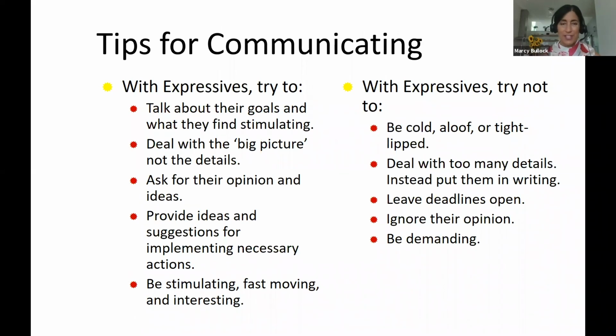And then with expressives, our last one, we want to talk about their goals and what they find stimulating, deal with the big picture, not as much the detail, provide ideas and suggestions for implementing necessary actions, and be stimulating and fast moving. Avoid being cold and aloof, putting in too many details, because again, we're big picture, and ignoring their opinion or being too demanding.